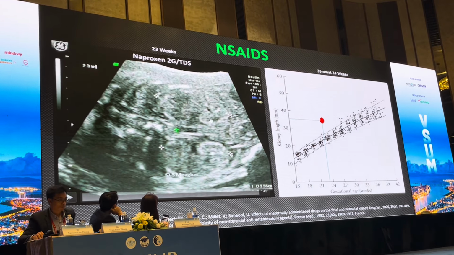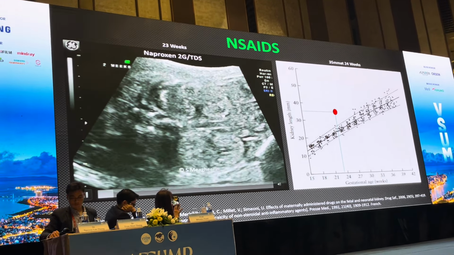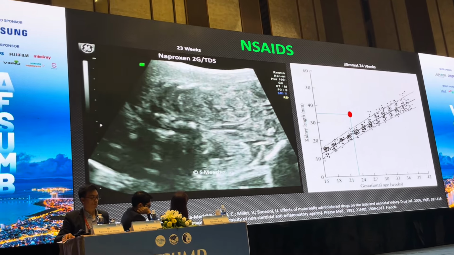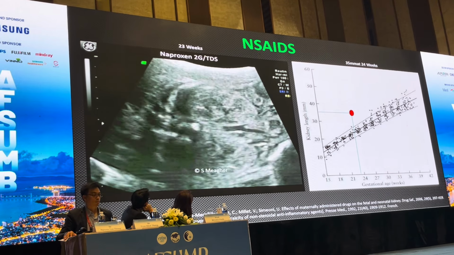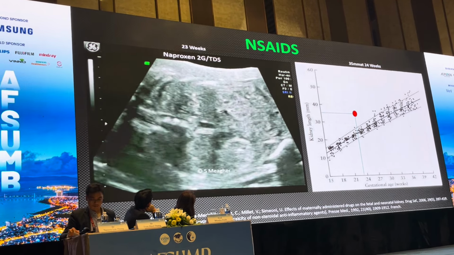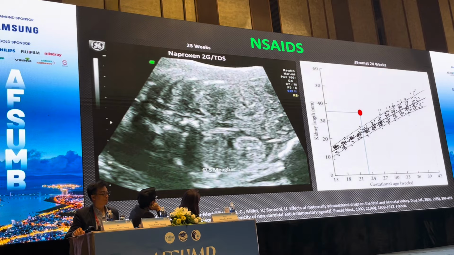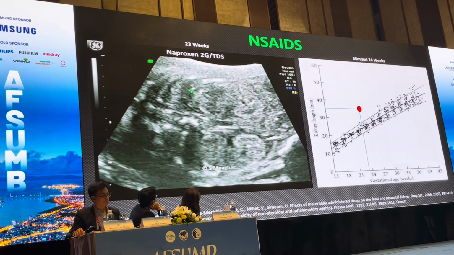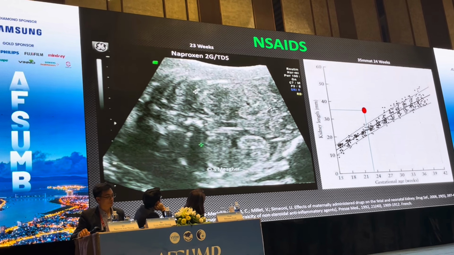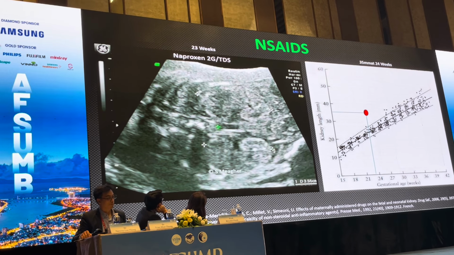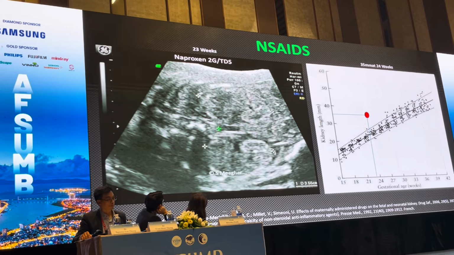And when you look at this case, this is the mother who came in, the kidneys were 2 standard deviations above the mean for gestational age. The kidneys look slightly hyperechoic, not dramatic, but the history was she was taking naproxen 2 grams TDS during the pregnancy for severe arthritis. And that was the reason that the kidneys were enlarged.